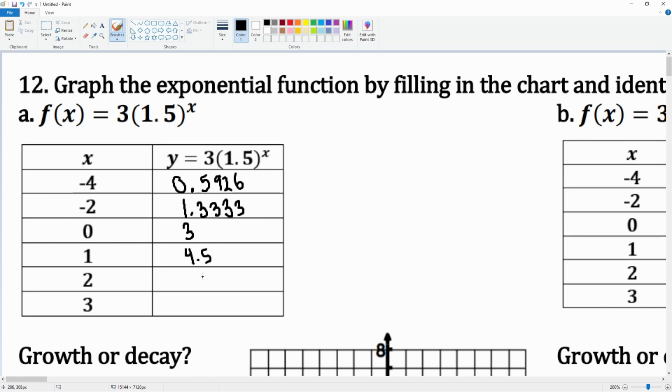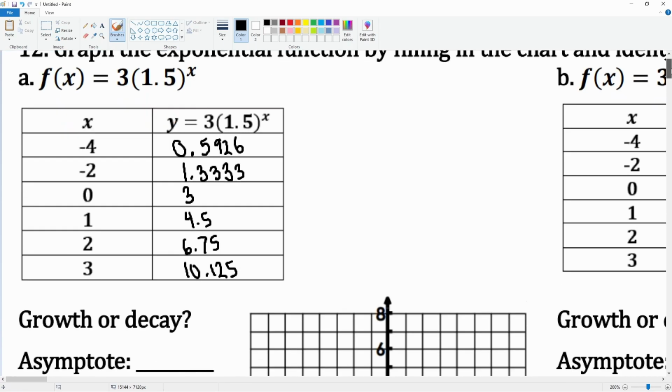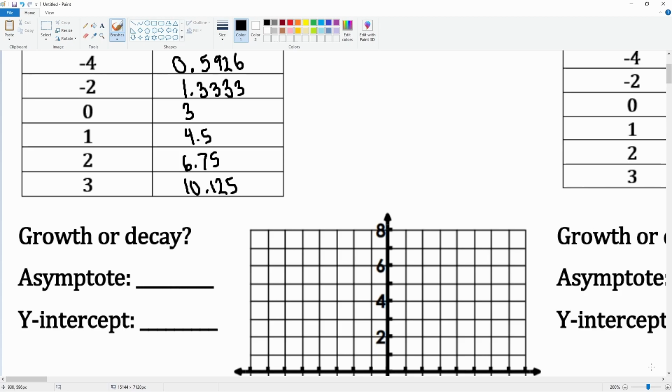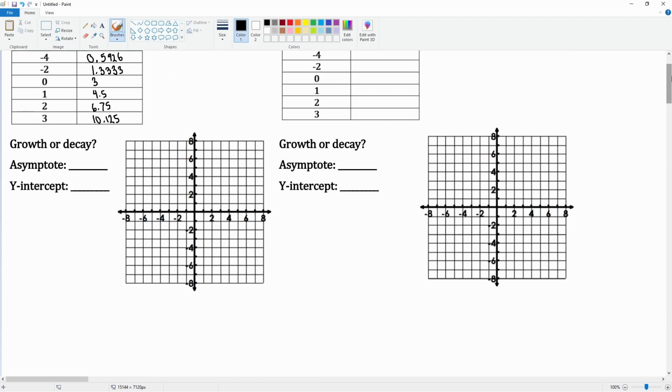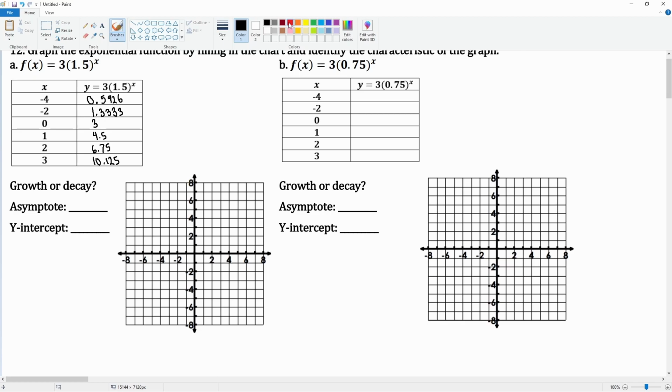If you plug in a 2, it gets you 6.75. If you plug in a 3, it gets you 10.125. All right, so now we just use those points to graph. The first one is -4, 0.5. So -4, 0.5 is somewhere right here.